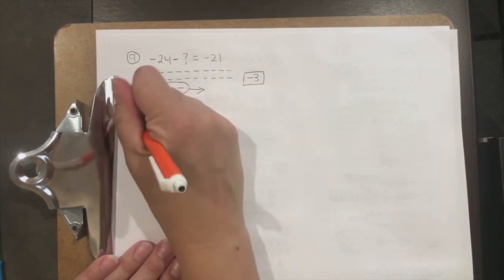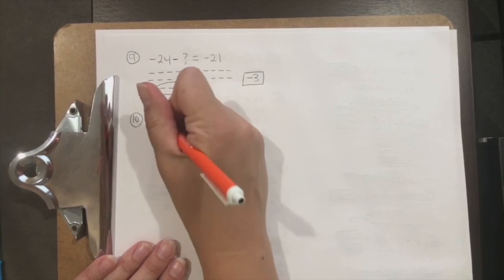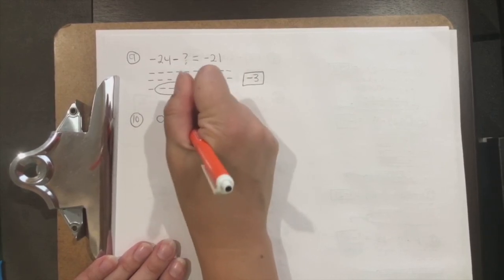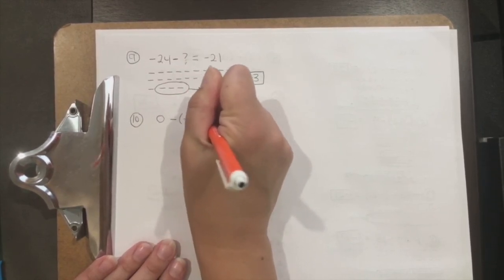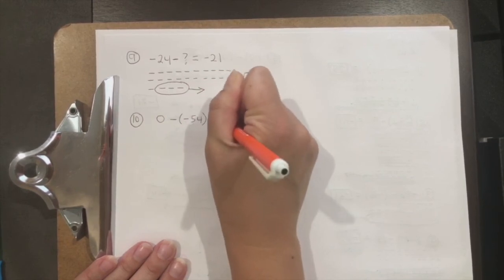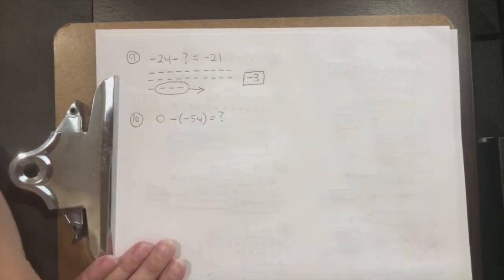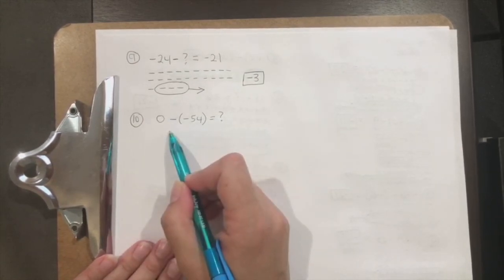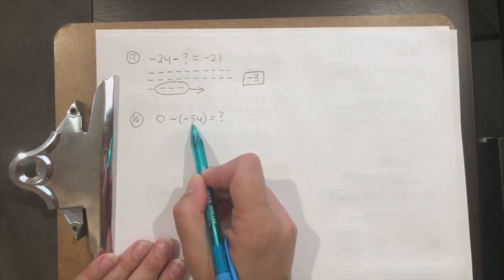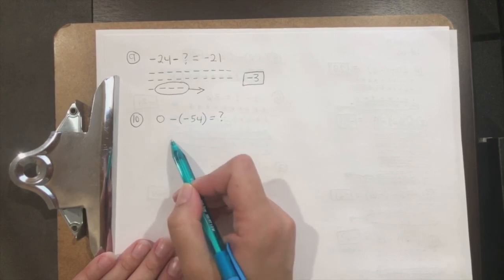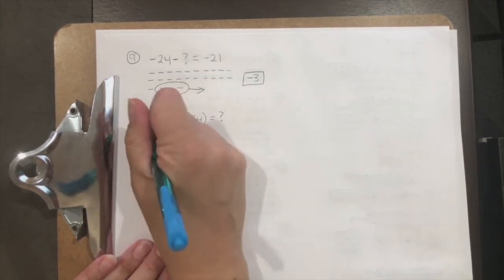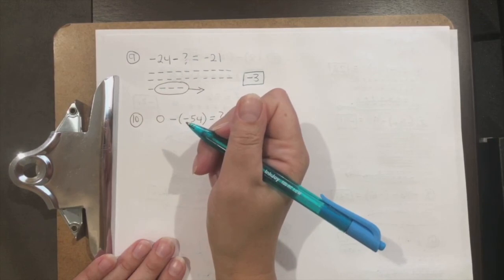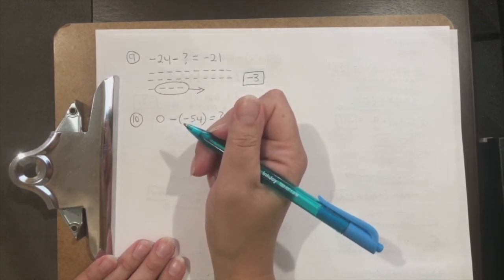Nice. All right, let's do number 10. 0 minus negative 54 is going to equal some amount. Well, if I have 0 on the board, then in order to take away 54 negatives, I would need to put in 54 zero pairs. All right, let's do it.